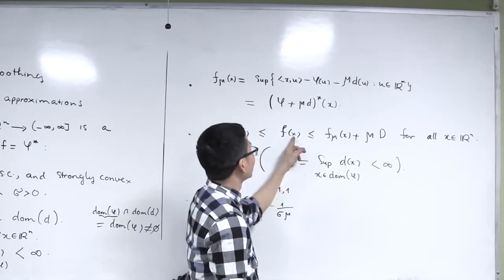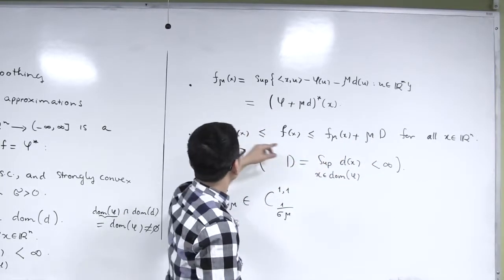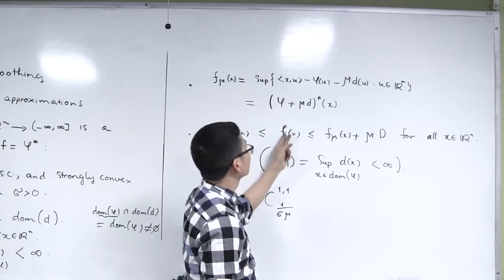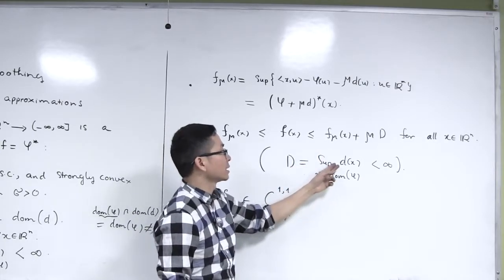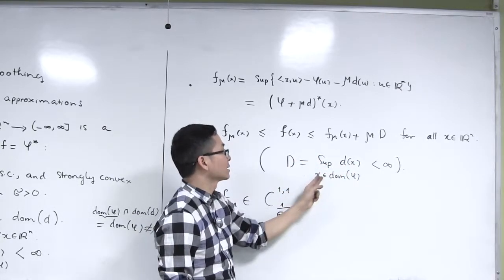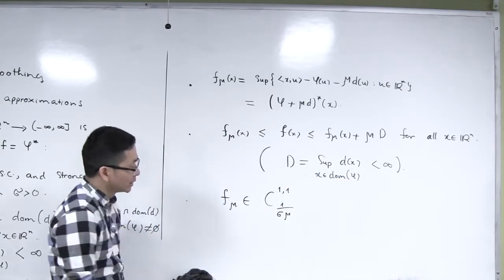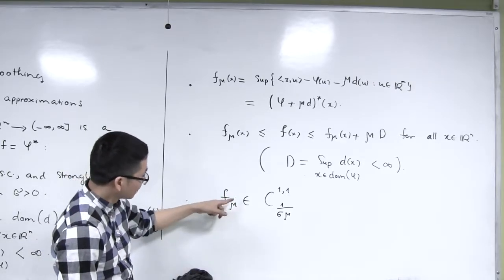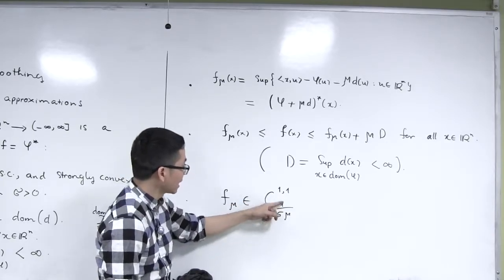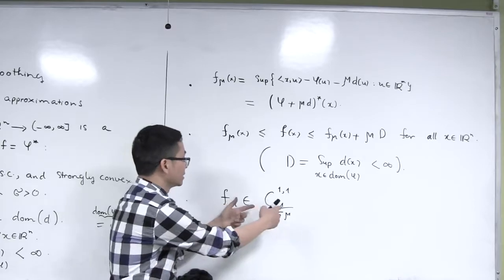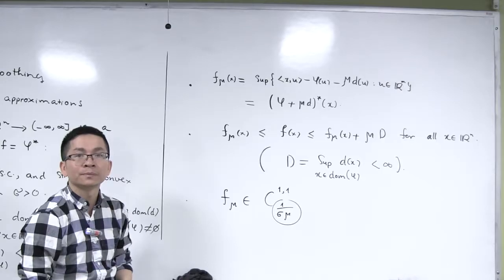Imagine that given any value of x, if you pick mu small enough, then f mu of x is close to f of x. And recall that D is this constant. D is the supremum of d of x, where x runs in the domain of the function phi. And as we can see from the first step, f mu is a C^1,1 function, and the gradient of f mu is Lipschitz continuous with a constant 1 over sigma times mu.